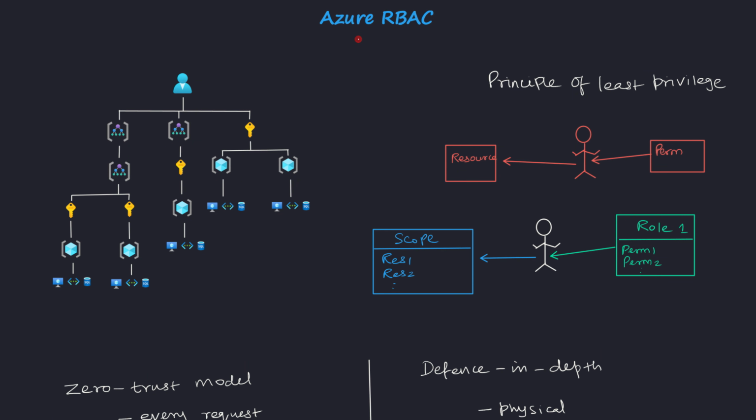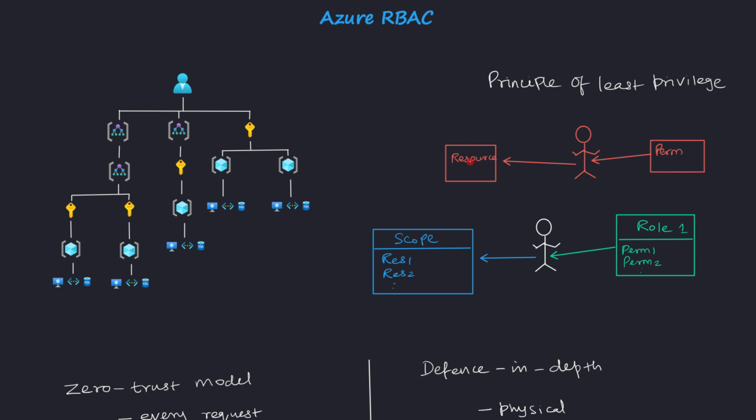Azure Role-Based Access Control, also known as Azure RBAC, is used to control access to resources within Azure. It operates on the principle of least privilege. Let's first understand how a permission-based model works.